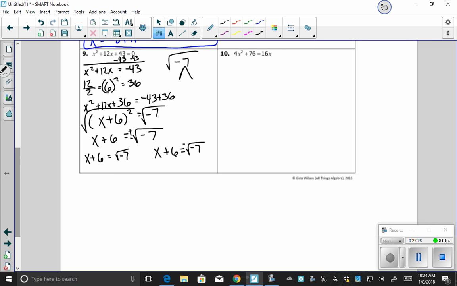Square root of negative 7 can be split up into the square root of negative 1 and 7. Remember, the square root of negative 1 is always i, and leave it as the square root of 7. So here I'm going to subtract 6 from both sides, and I'm left with x equals negative 6 plus i square root of 7. And over here, I'm going to subtract the 6, so that I'm left with x equals negative 6 minus i square root of 7.